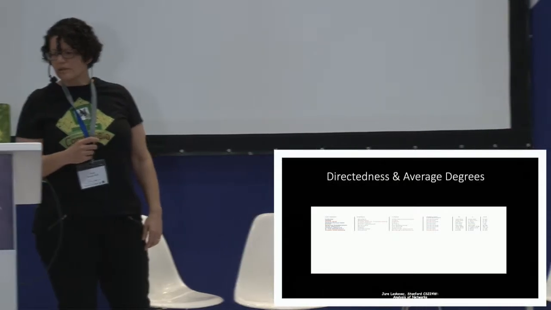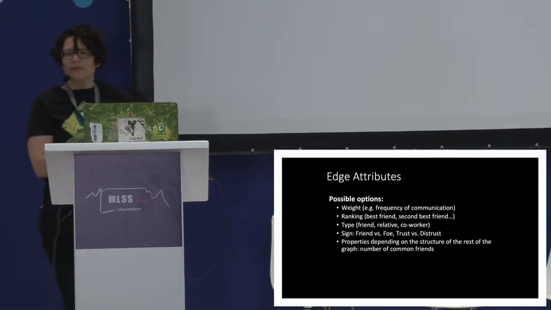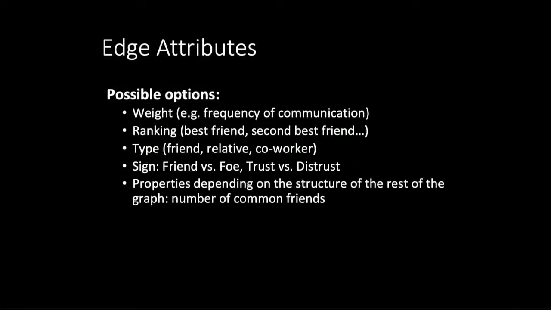Okay, so that was the node attributes. For edge attributes, we typically look at things like weight, ranking, best friend, second best friend, right? Or type: friend or relative, coworker. Or the sign, positive or negative, so friend versus foe. We sometimes put both types of edges in a network. And really, these properties depend on the structure of the rest of the graph, the number of common friends, and so on.